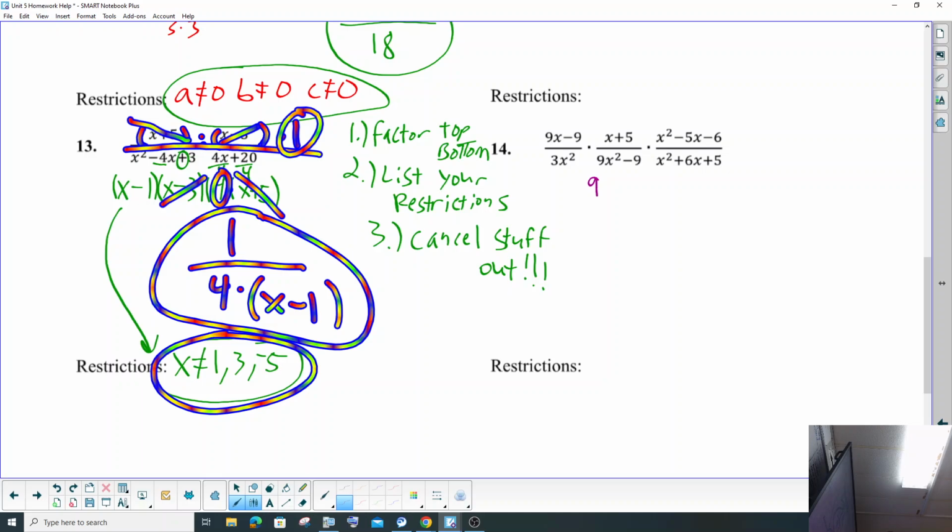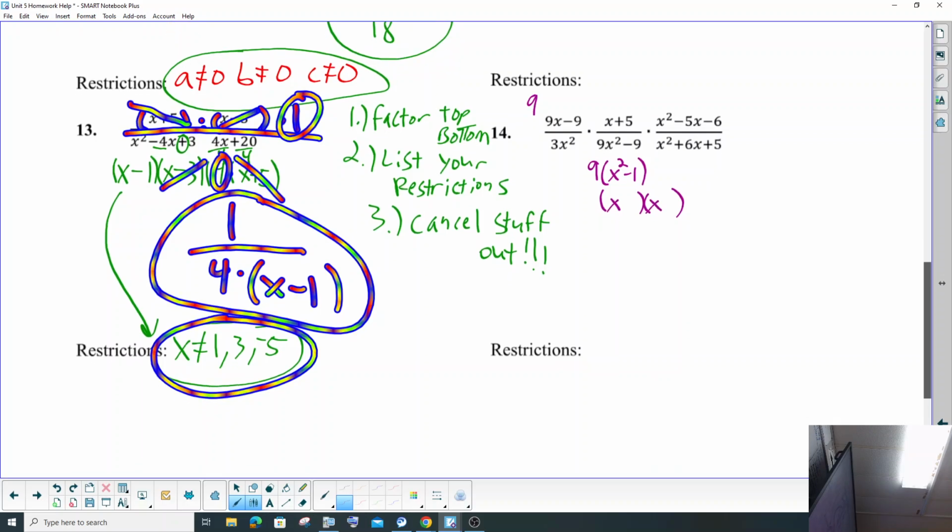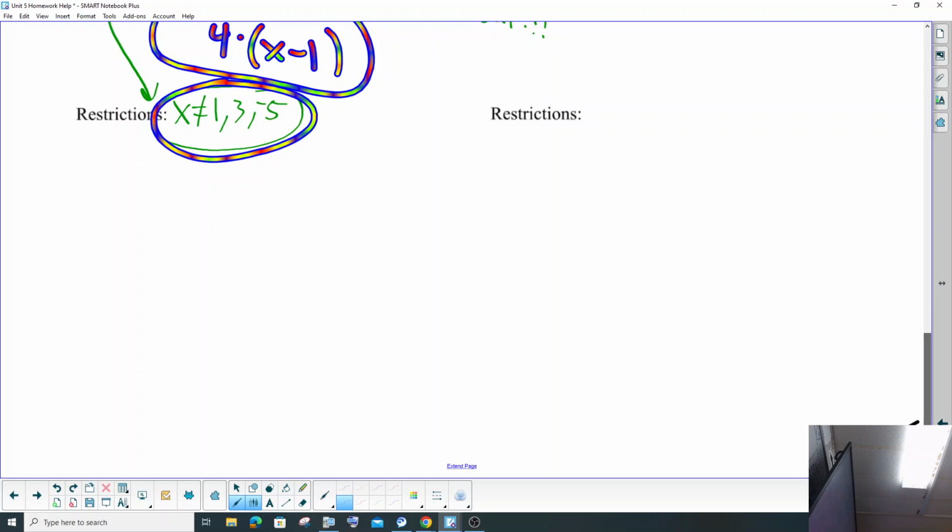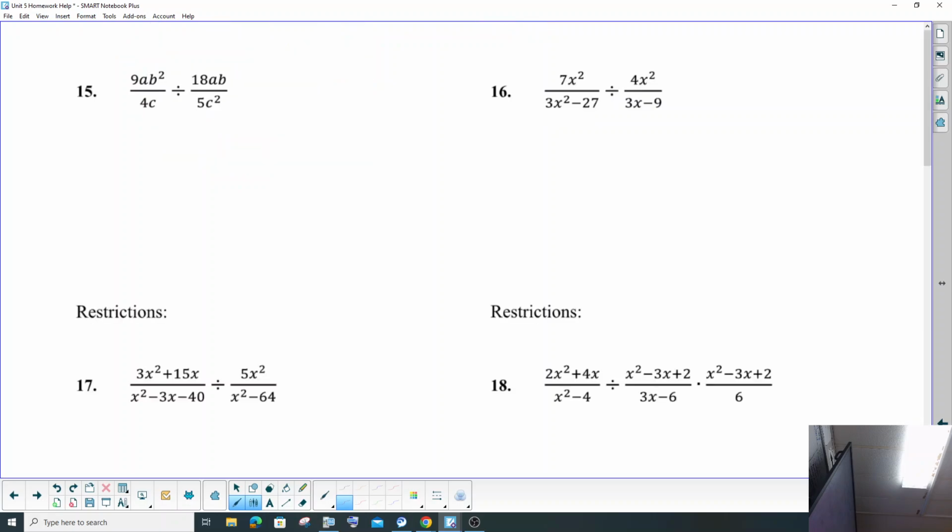Okay, so factor it. Pull out a 9. And when you pull out a 9, can you factor more? Why, yes, you can. Lots of factoring, you guys. I'll let you finish 14. Don't forget to list all the restrictions after you factor it.